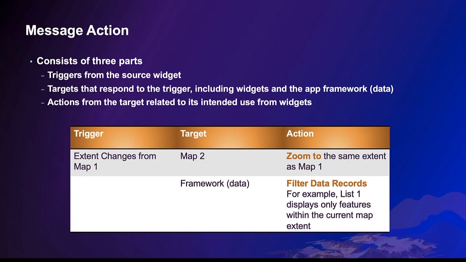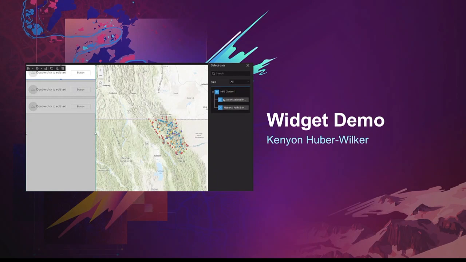In the table, the message extent change is triggered by map 1. If map 2 is the target, the action could be zoomed to the same area as map 1. If data is the target, the action could be filtering data records that may result in the list widget only showing features within the current map extent. Let's see a demo for a better idea.